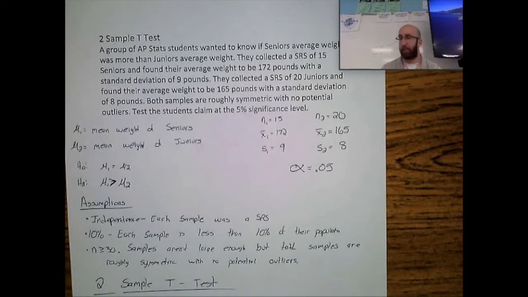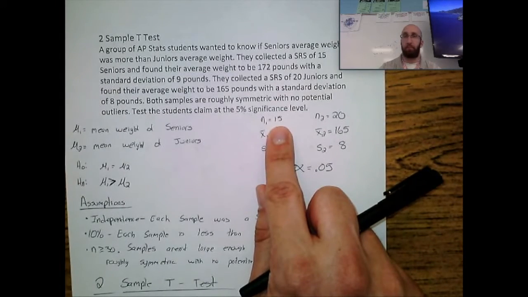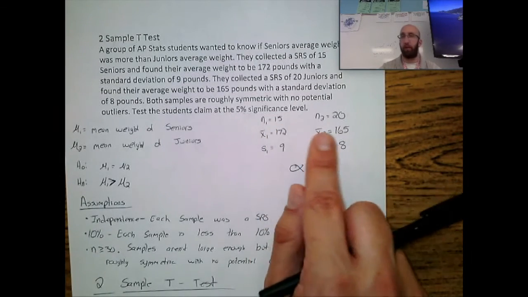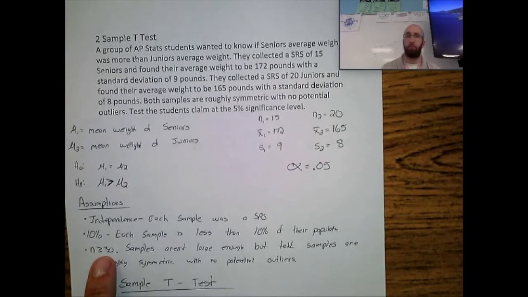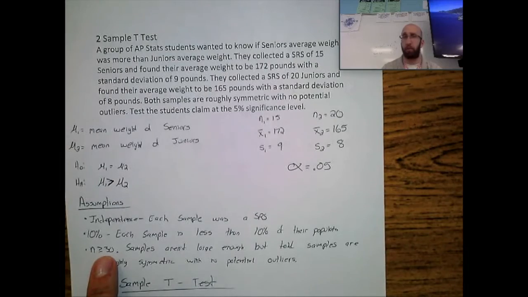Next thing, 10%. Each sample is less than 10% of the population. So we're hoping these 15 seniors are less than 10% of all seniors in the school, which would be 150. Juniors, there's 20. We're hoping that's less than 10% of all juniors in this school. So that 10% is also helping with independence. We're making sure our samples aren't too big. Finally, we want to make sure our sample isn't too small through n is greater than or equal to 30. So we hope both sample sizes are greater than or equal to 30.